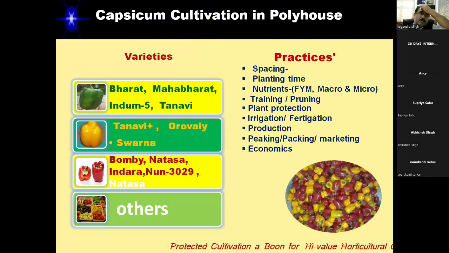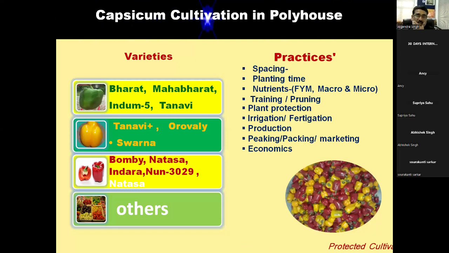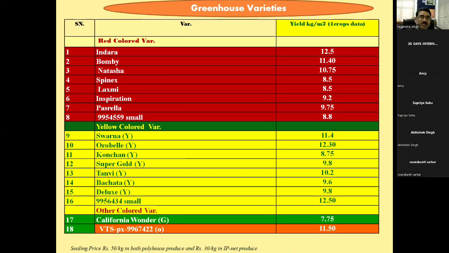Green varieties are Bharat, Mahabharat, Indum 5, Tanvi, Tanvi plus, and Oro Valley. Swarna is yellow, and Bombay, Natasha, Indra, Anand, Natasha are red color. These are the varieties, and there are a lot of varieties in yellow color and others.